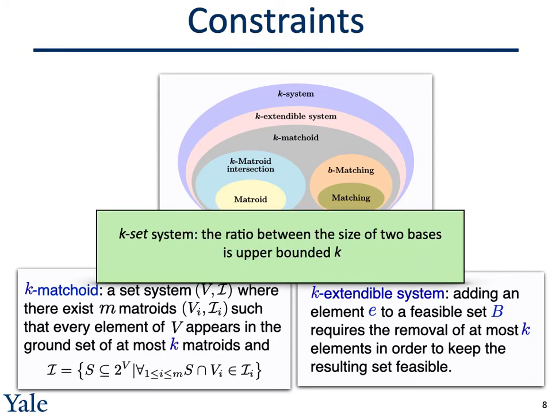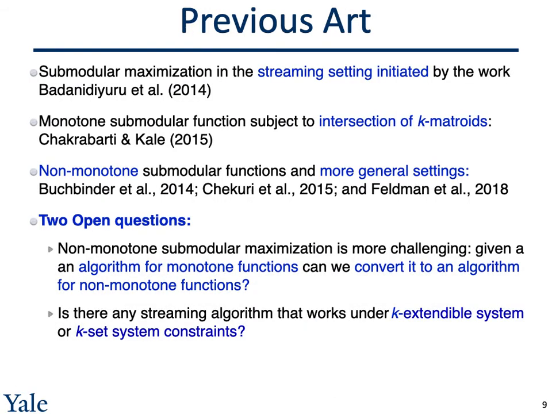For a k-set system, a natural generalization of k-extendable systems, the ratio between the sizes of two bases is upper bounded by k. The problem of submodular maximization in the streaming setting was first initiated by the work of Badanidiyuru et al. They studied monotone submodular maximization under a cardinality constraint. A 2015 paper studied this problem for monotone submodular functions subject to the intersection of k-matroids.